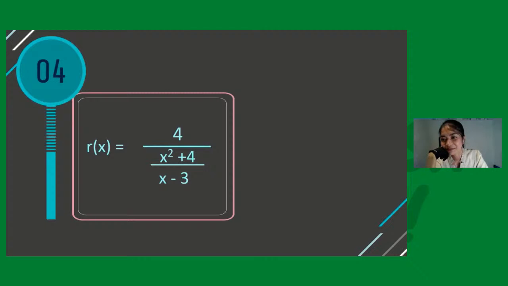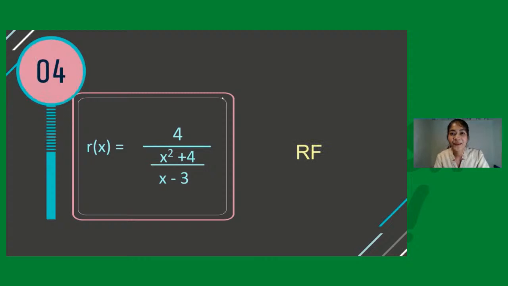Okay. For number 4, is that NRF or RF? So may nagsagot ng RF. Sabi ni Andrea, that is RF. So let's see if the correct answer is RF or NRF. For number 4, that is... Okay, number 4 is still RF because it still contains polynomials and our denominator is just a fractional polynomial. Okay, that is a rational function.